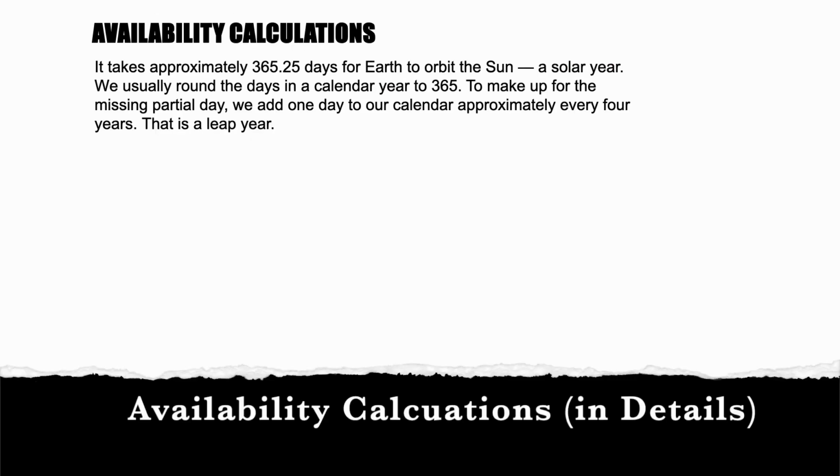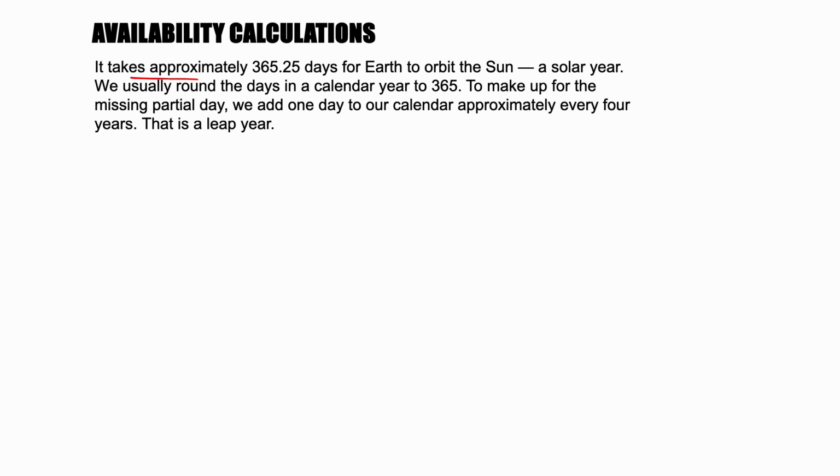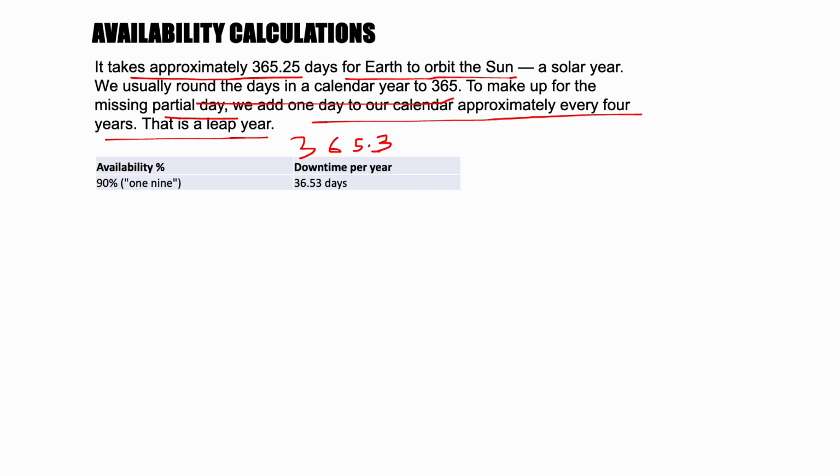So, availability calculation. I was just mentioning that in a year there are 365.3 days. This is actually the number of days it takes for Earth to orbit the Sun. We usually round the days to 365. To make up for the missing or partial day, we add one day to our calendar year approximately every 4 years. This is called a leap year. Everybody knows this. So when we calculate availability, we take the number of days in a year to be 365.3.